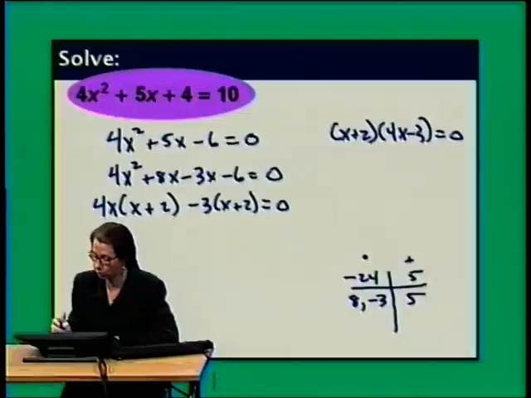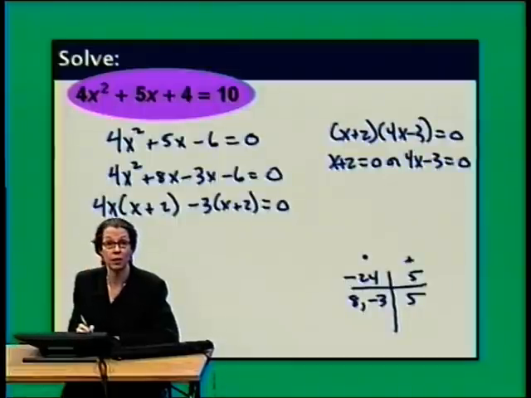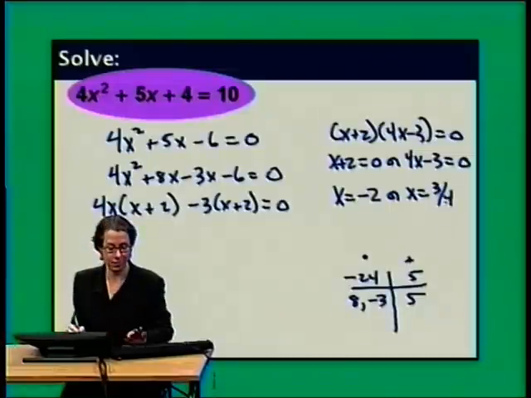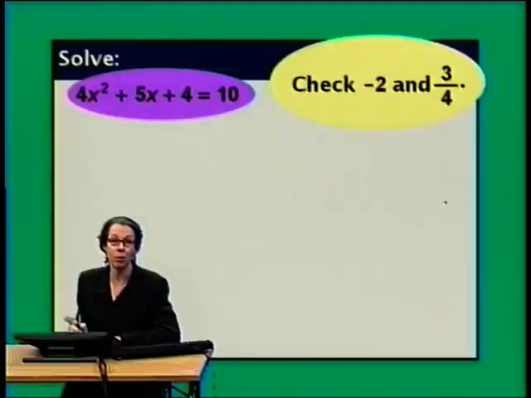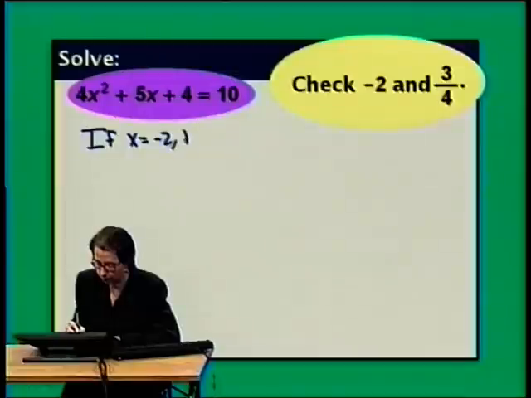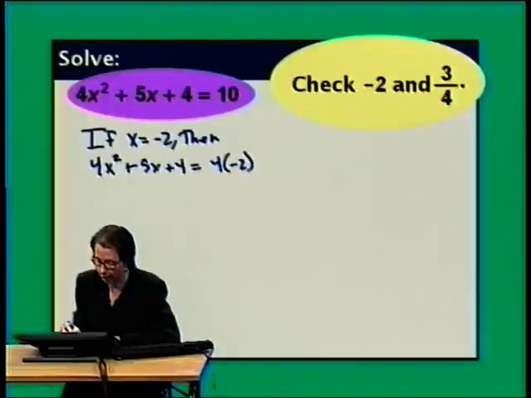Product of those two factors are 0, so either x plus 2 equals 0 or 4x minus 3 equals 0. Solving the two linear equations, x equals negative 2 or x equals 3/4. So let me check. I'm going to check both, and I'm going to check in the original equation. So if x equals negative 2, then 4x squared plus 5x plus 4, I'm hoping that this is going to evaluate to 10.